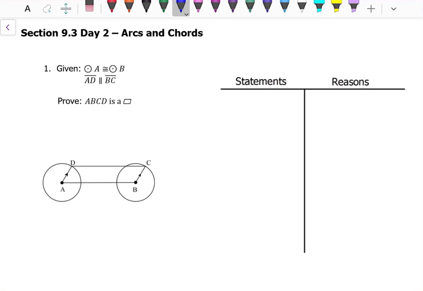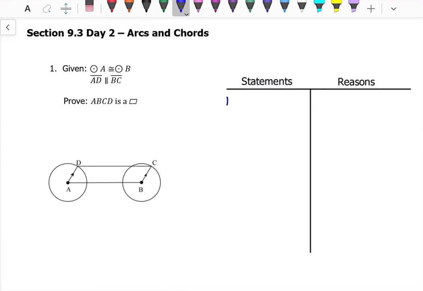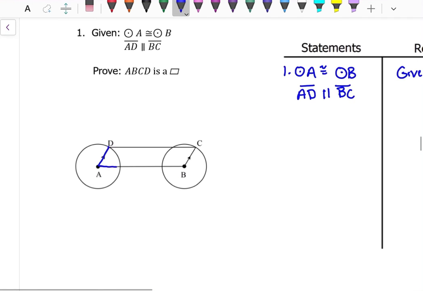First thing I'm going to do is write down my givens. So first, we have circle A is congruent to circle B. And then we have AD is parallel to BC. So I'm trying to prove that this shape right here is a parallelogram. And to do that, I'm going to try to show that these 2 sides are congruent.